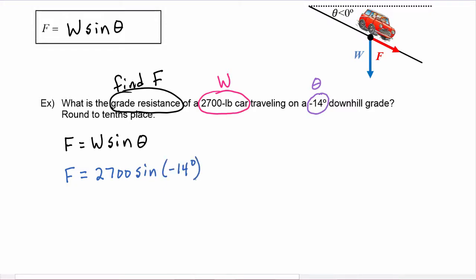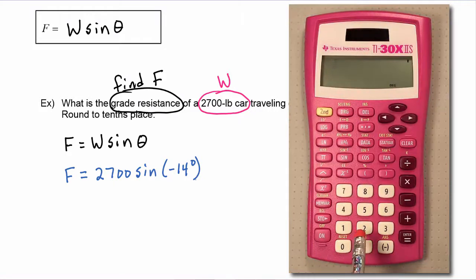And now we can grab our calculators to do the calculation. We'll enter 2,700 times the sine of negative 14, close the parentheses, and hit enter.